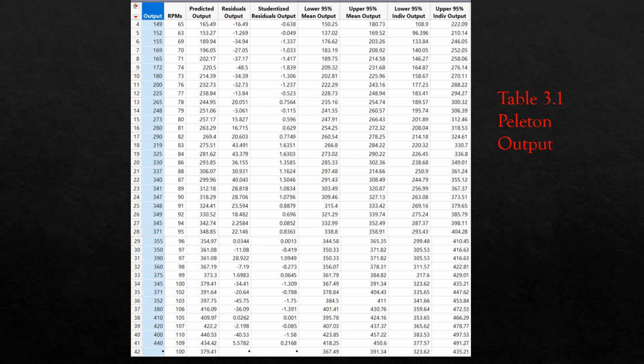I get 165.49. The residual is the difference between the observed output 149 and the predicted output of 165.49. When I look at negative 16.49, I can't really discern whether that's large or small, so I have to standardize or studentize that value in the next column.